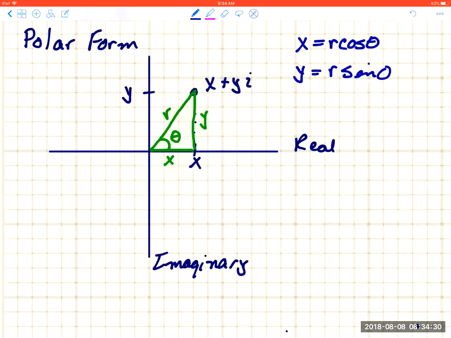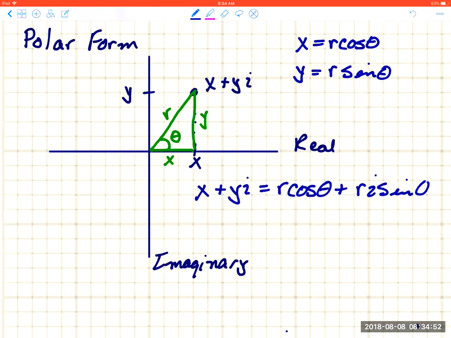And what that means then is that my x plus yi can be written as r cosine theta plus, I usually write this as ri sine theta. Okay. So this is just another way to represent a complex number. And why we go through this will be clear in just a moment. But let's talk about how to express these numbers.